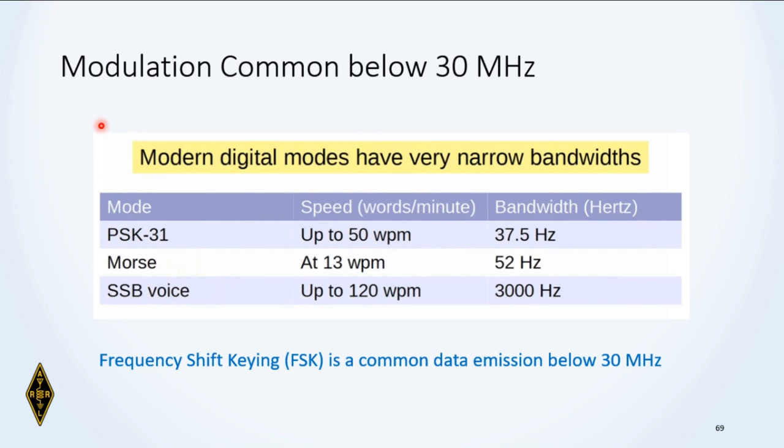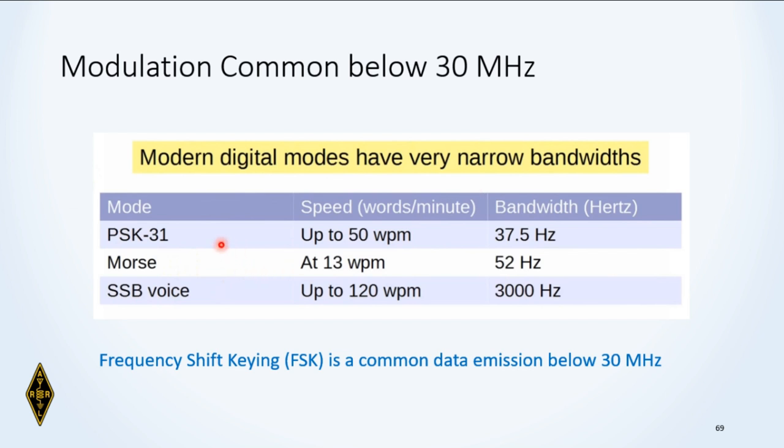Okay, modulation, common below 30 megahertz. This is the first item to be aware of. Modern digital modes have very narrow bandwidths, which is one of the big advantages. Now, some of that multiplex stuff wouldn't have that Kirby asked about, but we don't use those on HF.